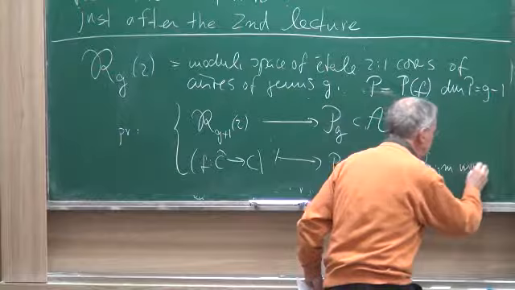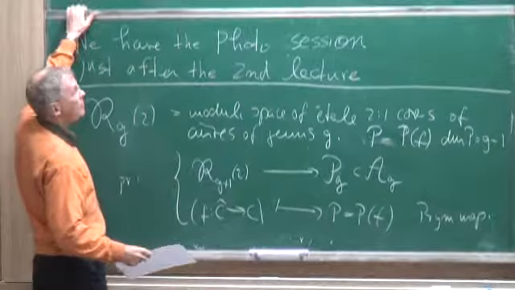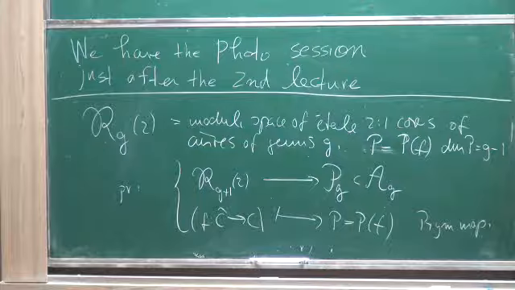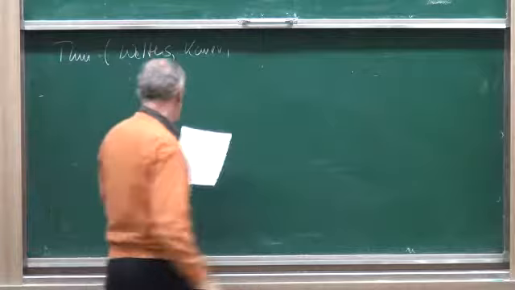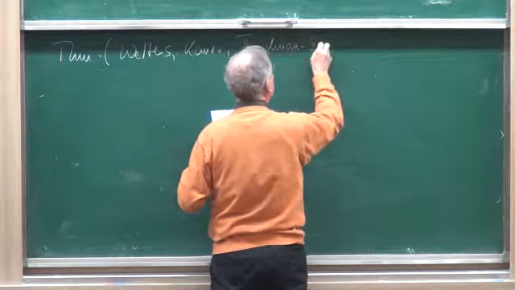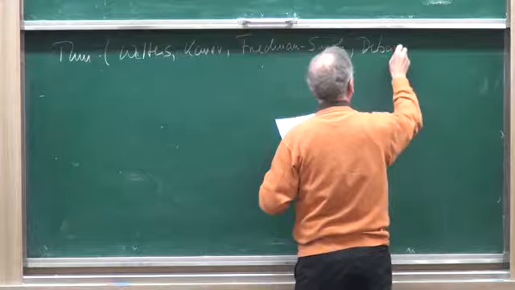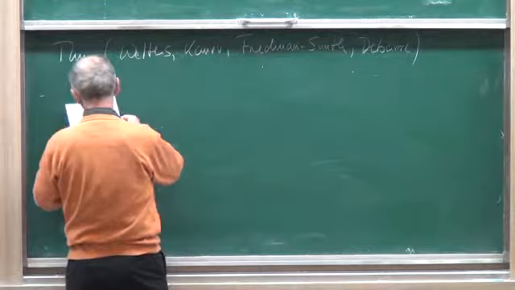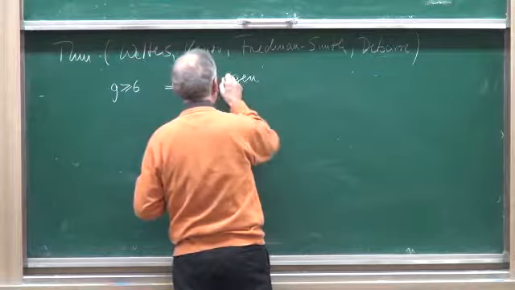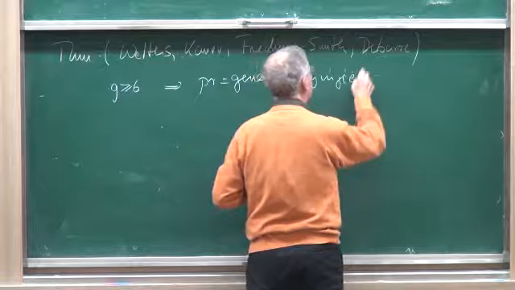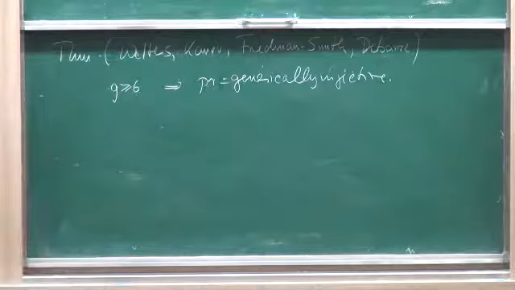So what does one know about this Prym map? There's a theorem proved by several people. Welters was the first, maybe. Kanev, at the same time, maybe 72. Then Friedman and Smith, so by two people, Roy Smith, and then Debarre gave four different proofs of the following theorem. If g is greater or equal to 6, then the Prym map is generically injective. Which means that the function fields are the same. So it's birational onto its image.